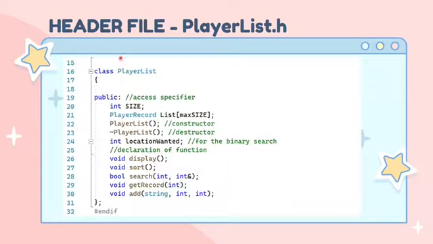This part of the header file contains a class named playerList, where we declare all the constructor, destructor, and the functions used in this program. As you can see here, we have 5 functions in this program, which are display, sort, search, get record, and add function.